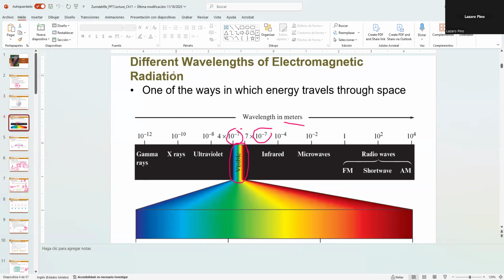Different wavelengths of electromagnetic radiation. One of the ways in which energy travels through space is in the form of waves. Remember that light has a dual behavior, as a wave or as a particle. And remember that the visible part of the spectrum is the one that we can see and goes from 4 times 10 to the minus 7 to 7 times 10 to the minus 7 meters.